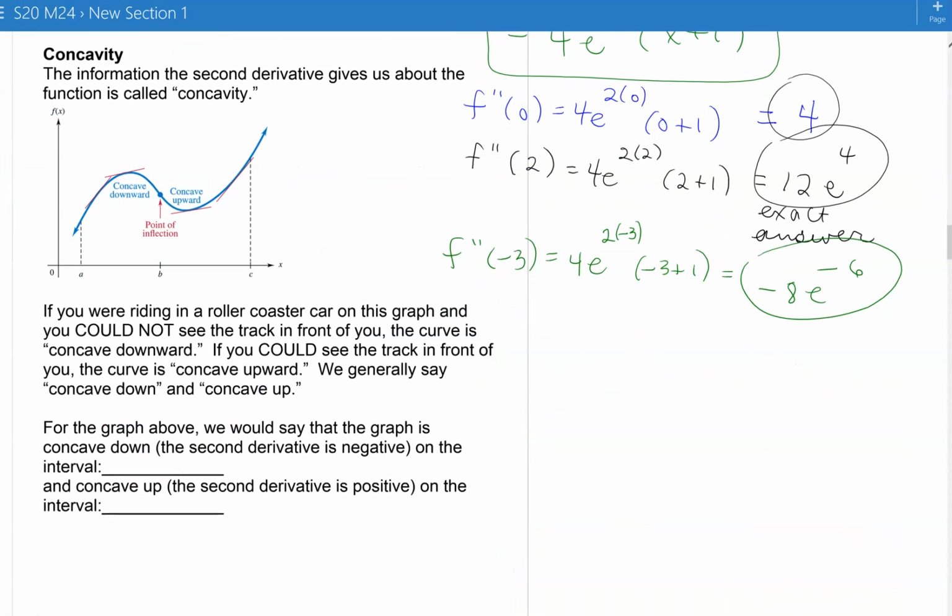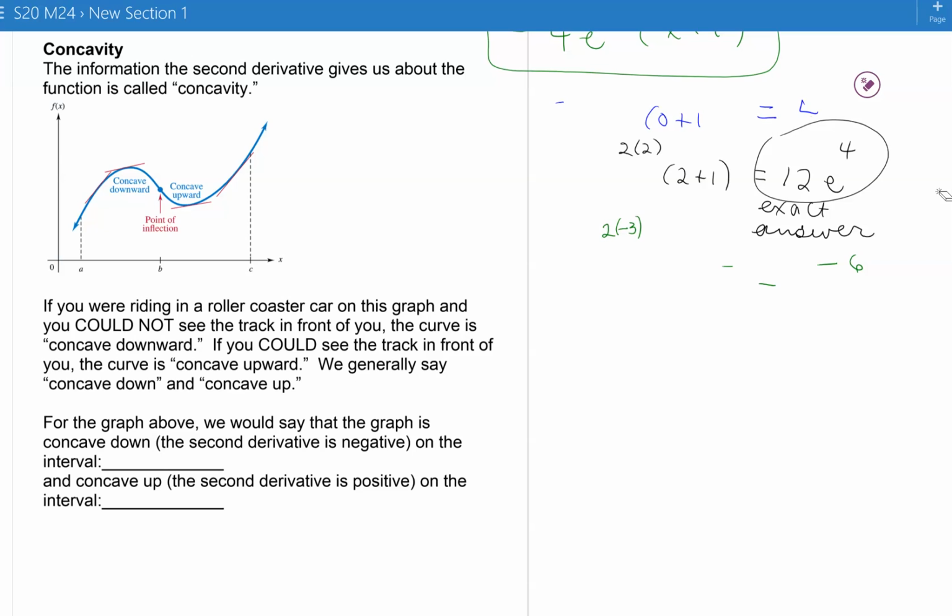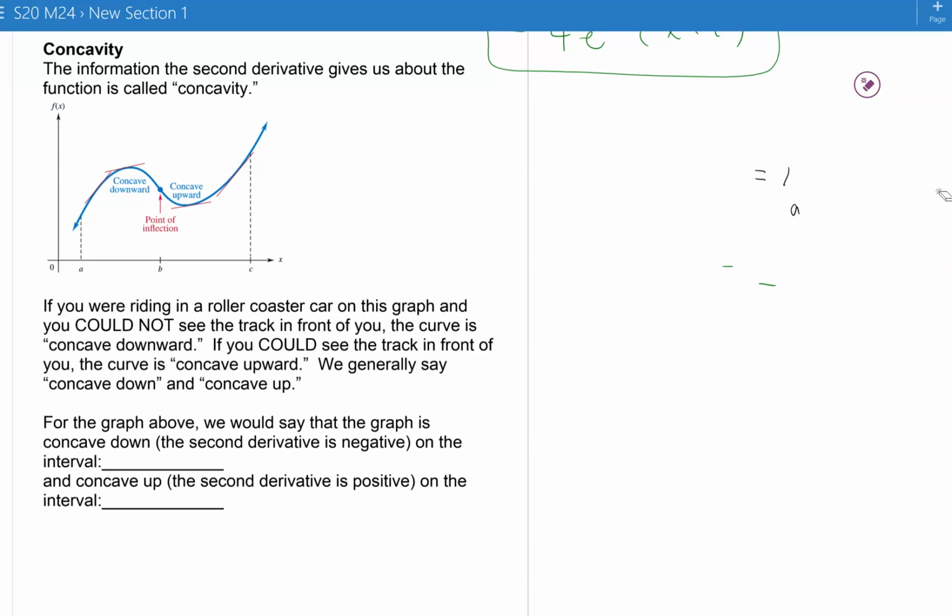Okay, so now we're at the point where we're going to talk about what the second derivative tells us about the function. We talked about how the second derivative tells us whether the first derivative is increasing or decreasing. But what the second derivative tells us about the function is called concavity. So the second derivative tells us about concavity.